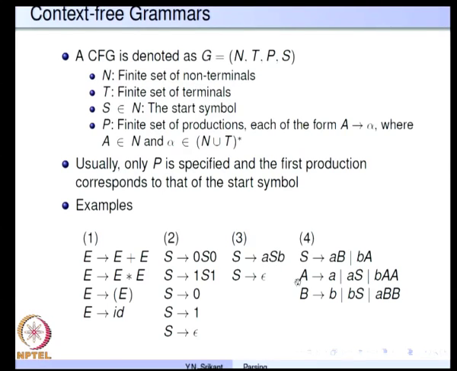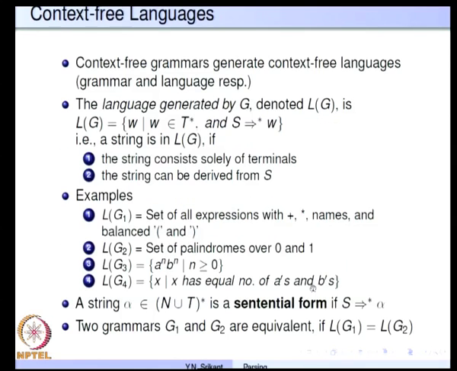And the fourth one is not so intuitive. It generates strings with an equal number of A's and B's. You can actually check out a couple of derivations and make sure that you understand the operation of this particular grammar.